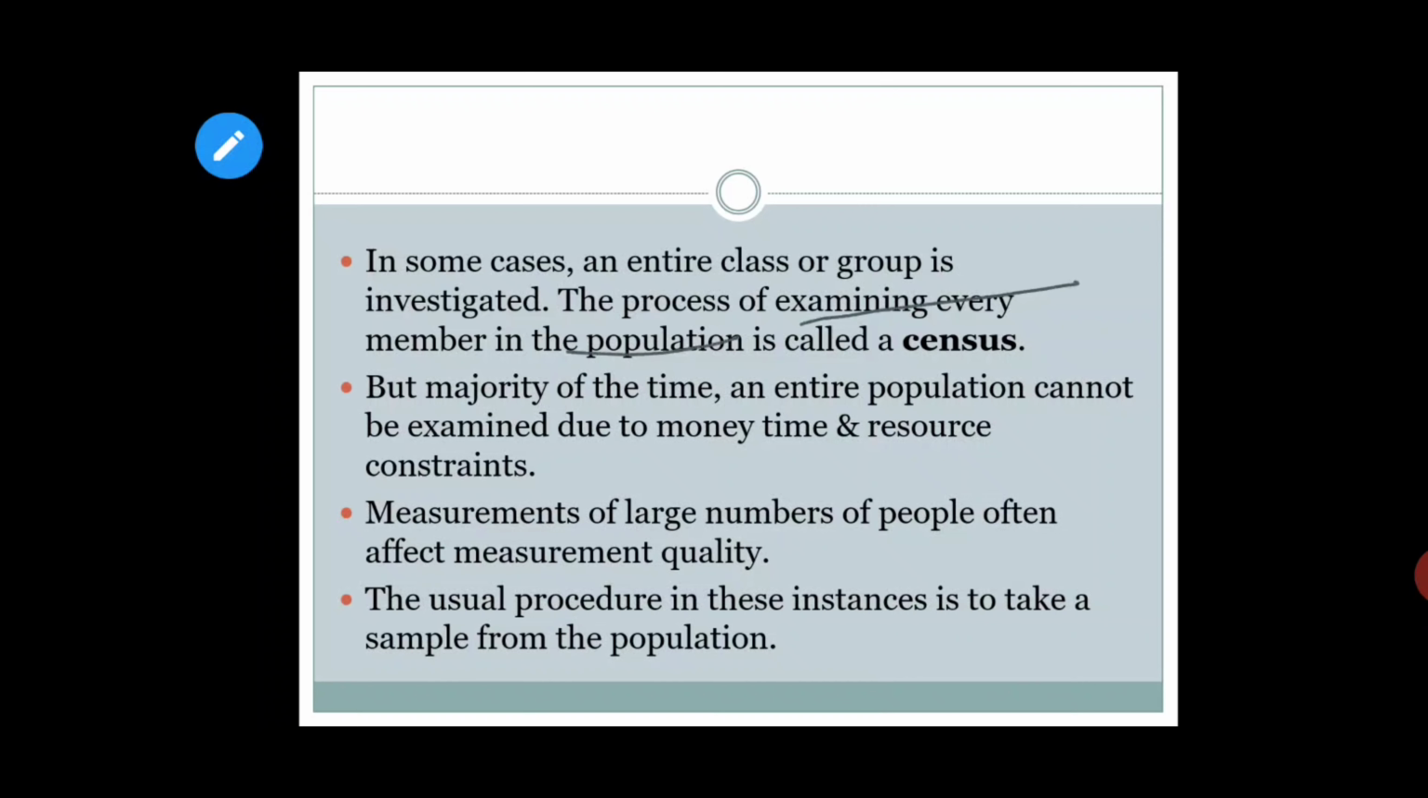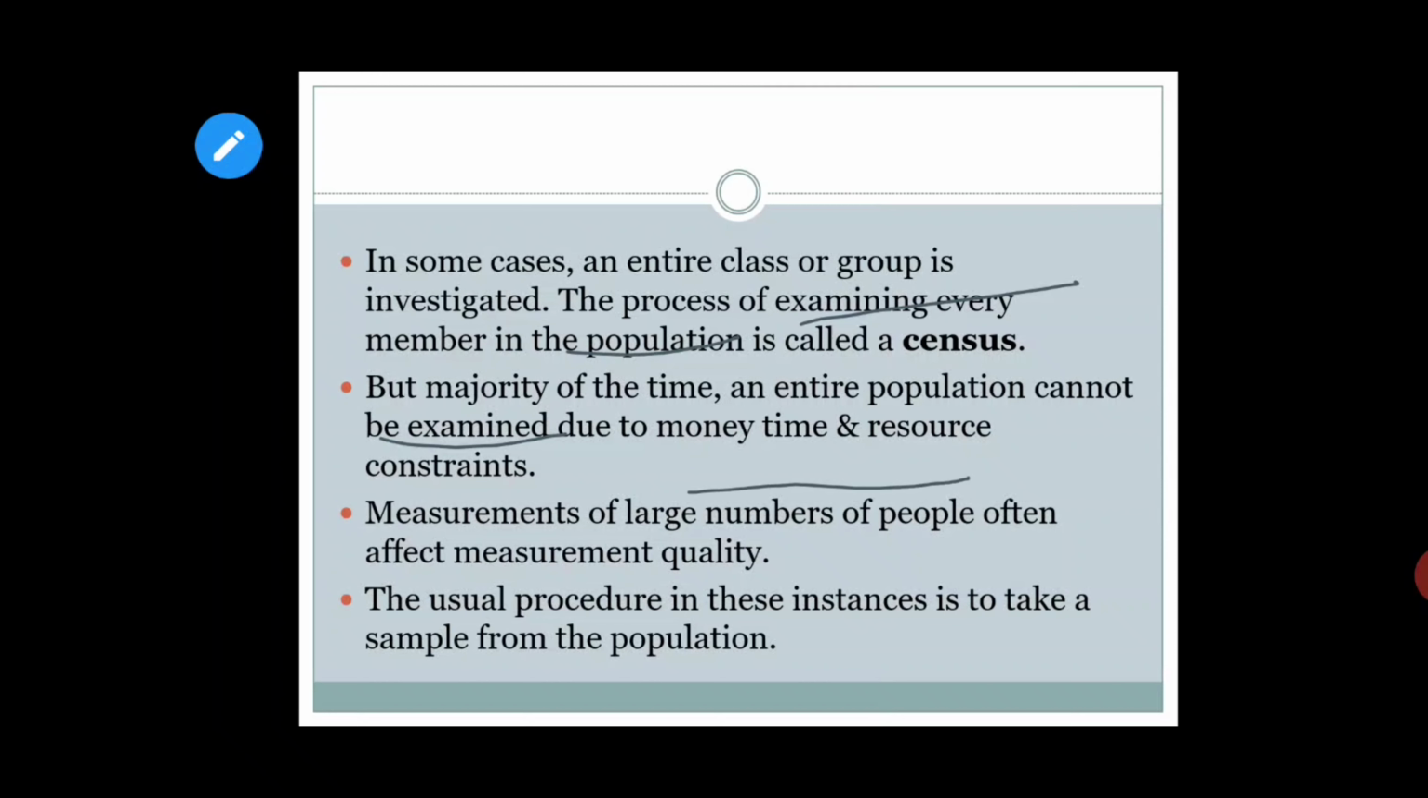Okay? So, if there are 1 million people in a population, then census means counting each and every one of them. Okay? But majority of the time, an entire population cannot be examined. It becomes impractical to count every unit in a population because of money, time and resource constraints. Measurements of large numbers of people often affect measurement quality. Yes, it becomes easier to count 10 people in a population than to count 100 million or 1 billion. It will affect the quality and it will lead to errors.